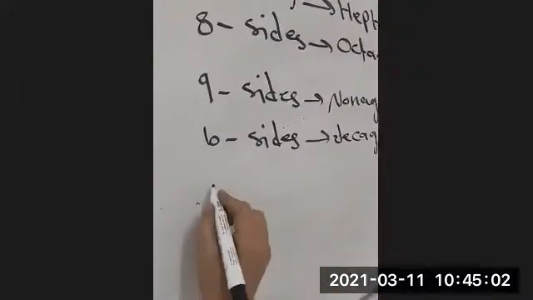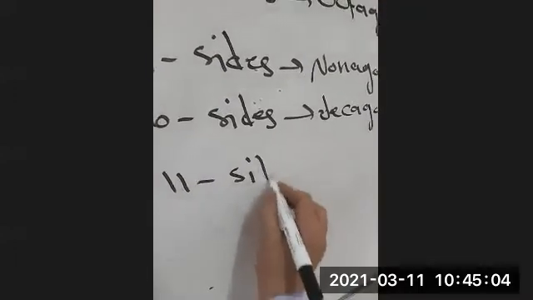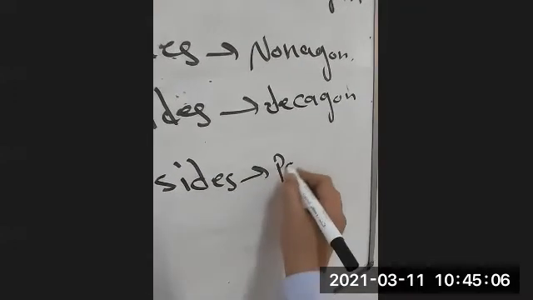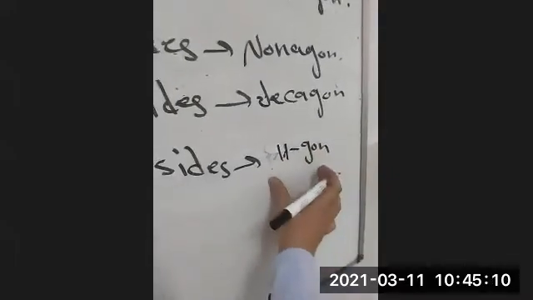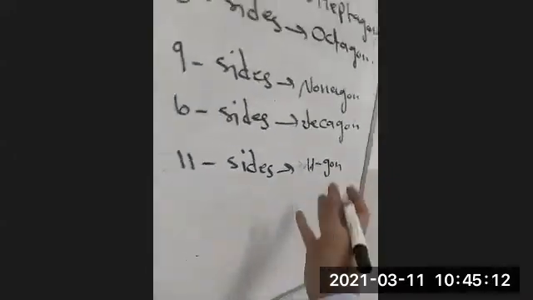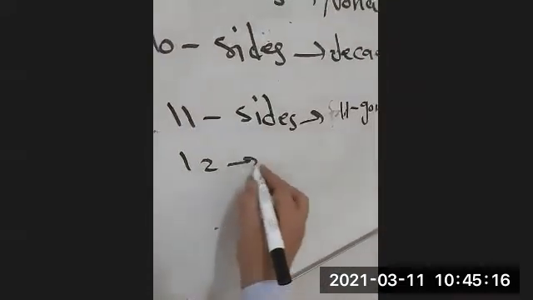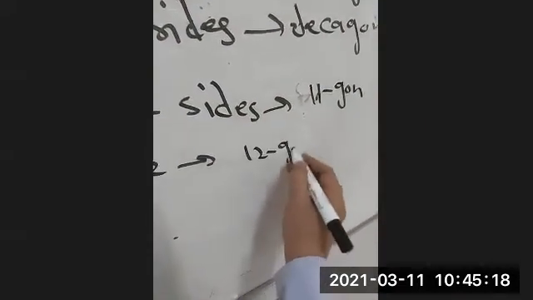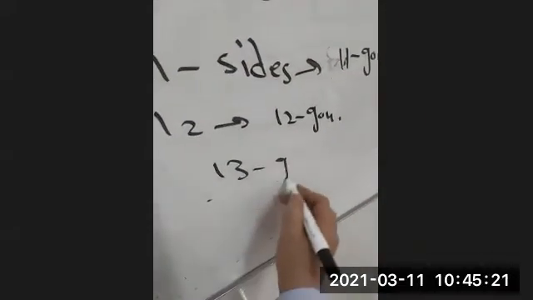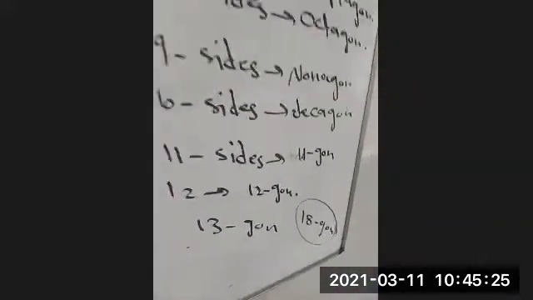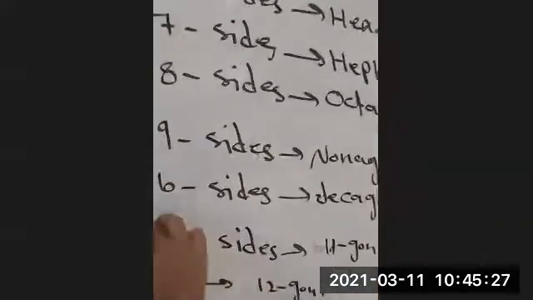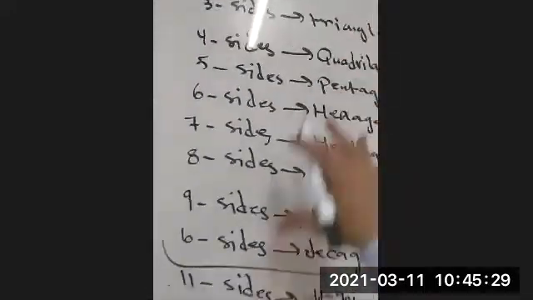If we have, for example, 11 sides, what do we call it? We call it an 11-gon, which means a polygon with 11 sides. It has no special name. 12 sides, we call it a 12-gon. 13-gon. An 18-gon means a polygon with 18 sides. But up to 10, we have special names. Now let's go back here.